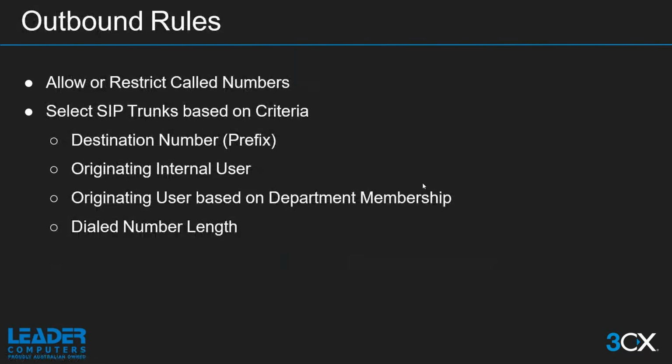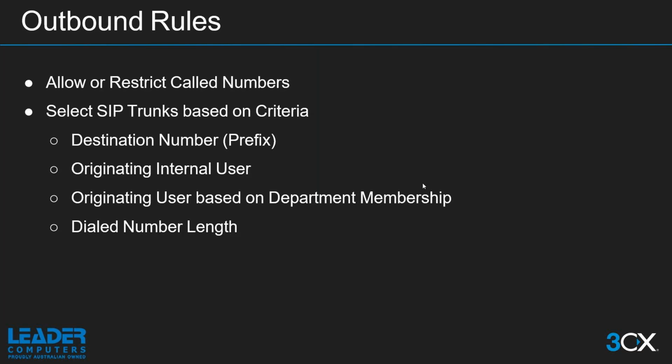And outbound rules help you allow or restrict call numbers, and they can also select a SIP trunk based on a criteria. I'll show you how to create an outbound rule and trunk while we are doing the demo. You can put in a destination prefix, for example, calls starting with, let's say you're based in Adelaide and the state code is 8, so 618 and the rest of the 8 digits.